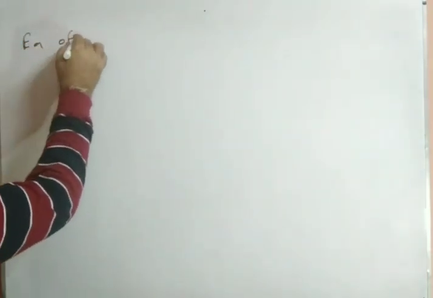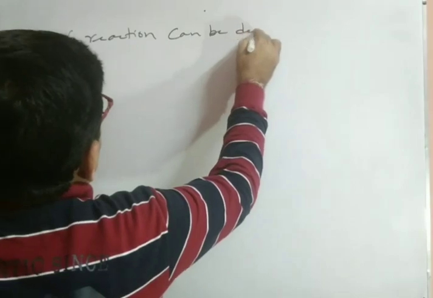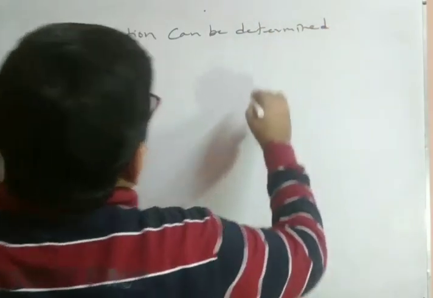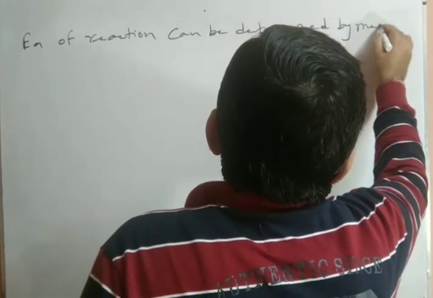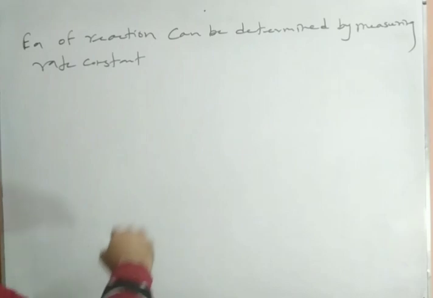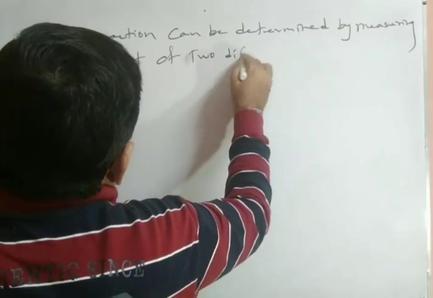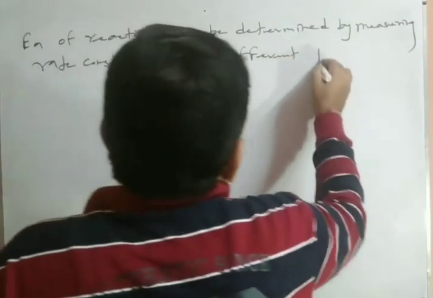Activation energy can be determined with the help of rate constants at two different temperatures. That is, we can write that Ea of a reaction can be determined by measuring the rate constant at two different temperatures.